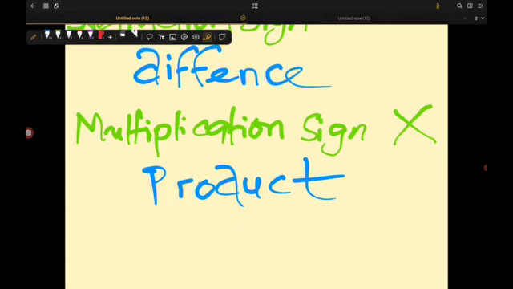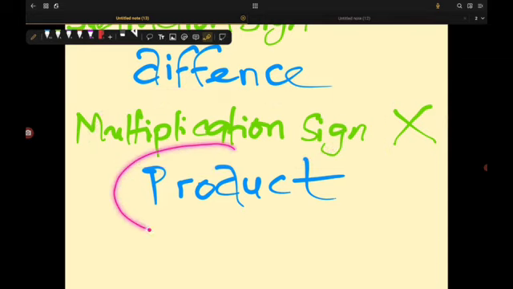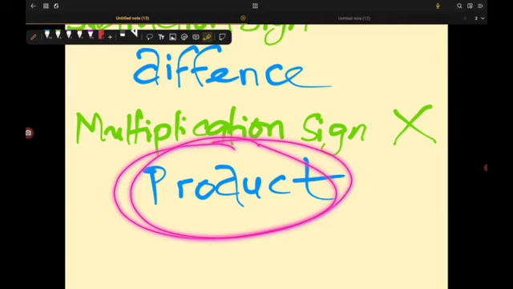I know you know them, but for people who don't know it, please try to understand that the multiplication sign, also known as times, can also be called product. Yeah, it can be called product in mathematics.